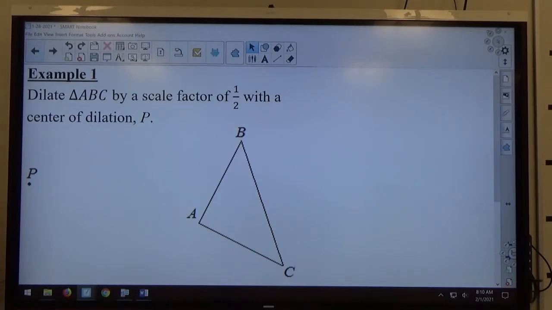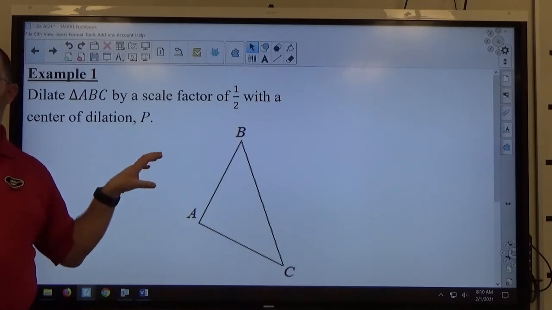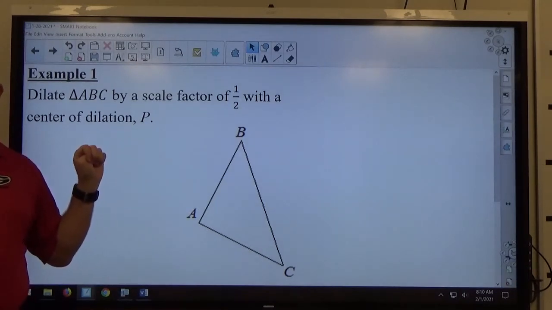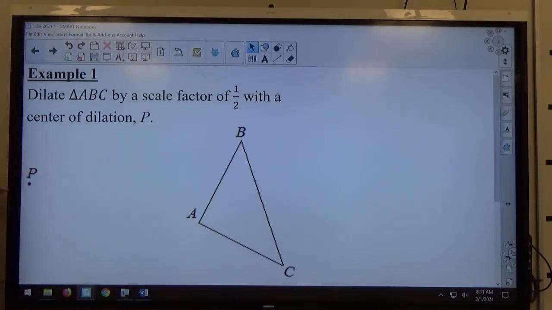There's a center of dilation, which they're going to identify when they're giving you a specific drawing like this. Its center of dilation is P. Everything is based on P's position in relation to the points on the figure. So what we're trying to do here is dilate a triangle ABC by a scale factor of 1/2 with a center of dilation P. So what we're going to create is a triangle that's going to be half as big as the current triangle, but it's going to be related to this point P.